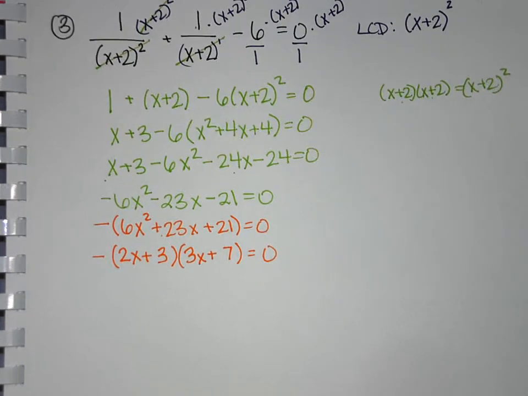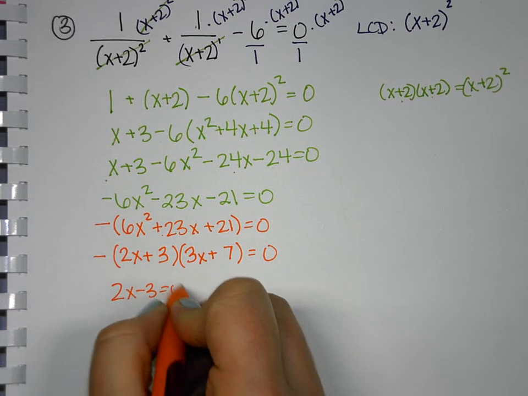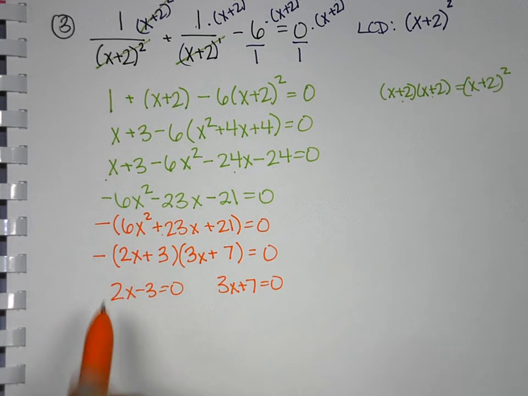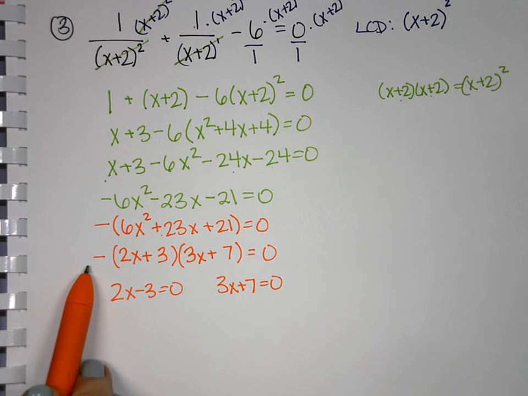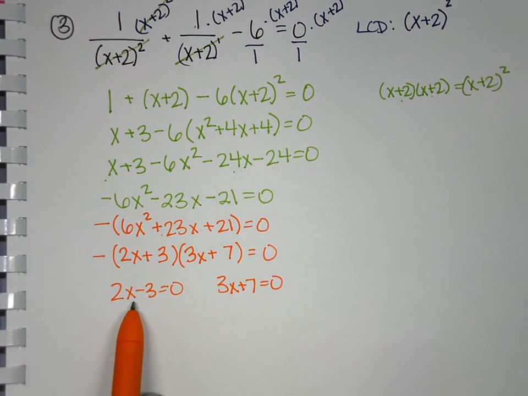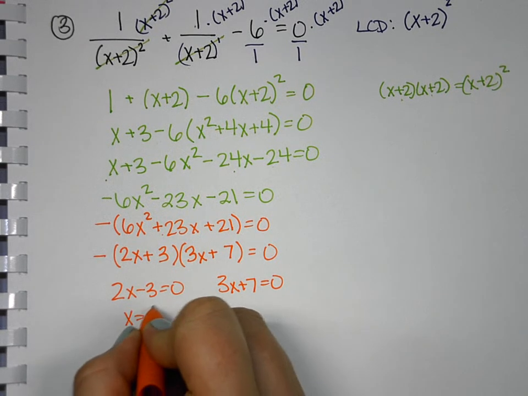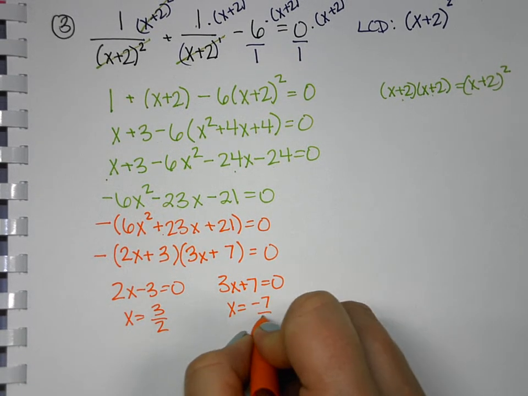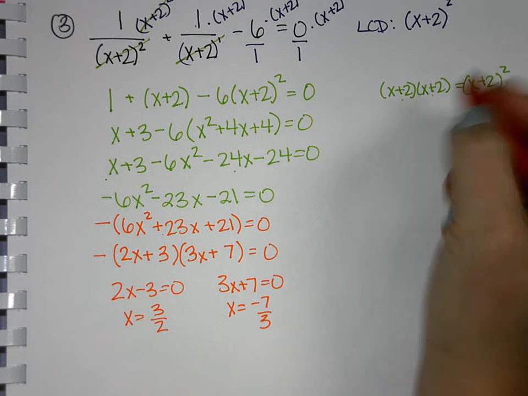So I'm going to take each factor and set it equal to 0. And this is where you need to remember the negative is a constant. It doesn't have a variable, so we don't have to set it equal to 0. We only set the expressions that contain letters, or that contain our variable, equal to 0. So here I'll get 3 halves, and over here I'll get -7/3. But before we can officially say that's our answer, we have to check our restrictions.